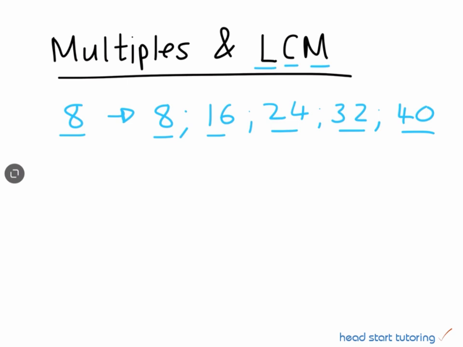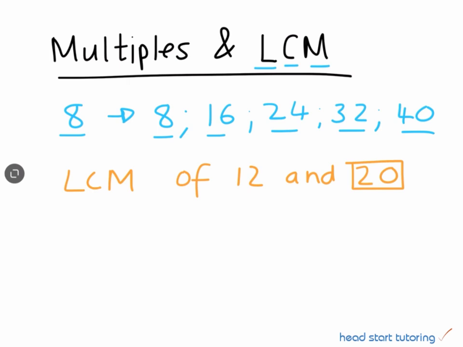If we want to have a look at the LCM, let's use the same example as before of 12 and 20. We now need to have a look at the bigger number, and we start listing the multiples of 20. 20: we see if 20 is a multiple of 12. Does 12 fit into 20 perfectly? No, it doesn't. So we go to our next multiple of 20, which is 40.